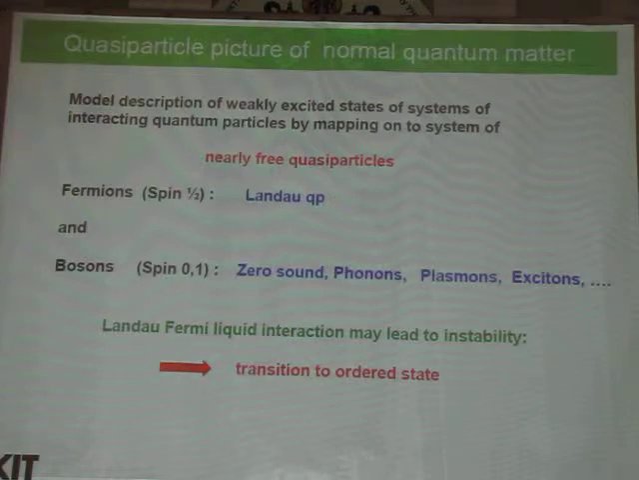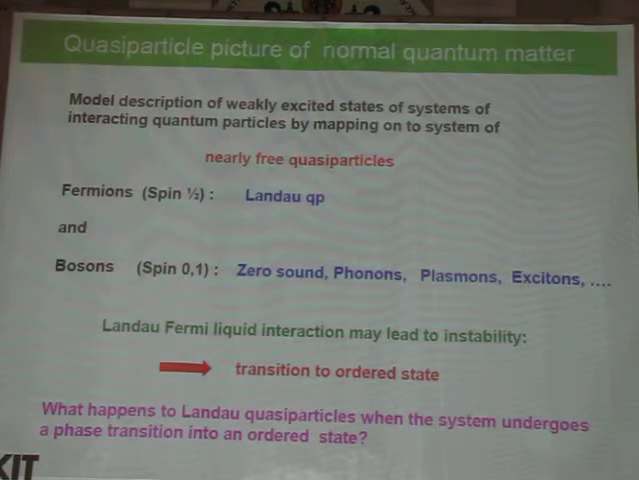However, if the Landau Fermi-liquid interaction is strong enough in some way, there are infinitely many channels. This can happen. But if it's strong enough in one channel, the system will become unstable and it will go into an ordered state. And the question is now, what happens to these quasi-particles, the really fundamental entities, when we enter an ordered state? Okay?